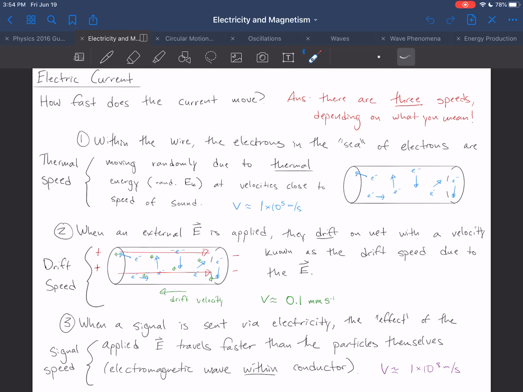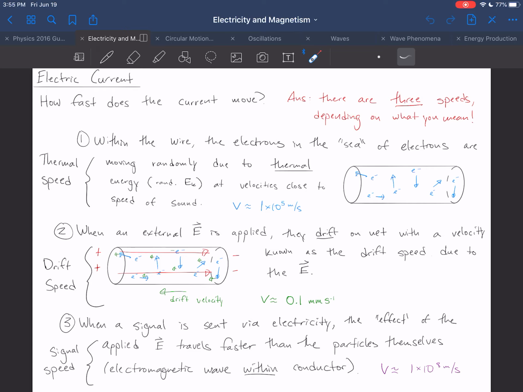And in fact, they move with very, very fast velocities. So they are bouncing around inside that metal lattice at velocities close to the speed of sound in that particular metal, roughly 1 × 10⁵ meters per second or thereabouts. And that's random. So they're bouncing all around inside the wire.